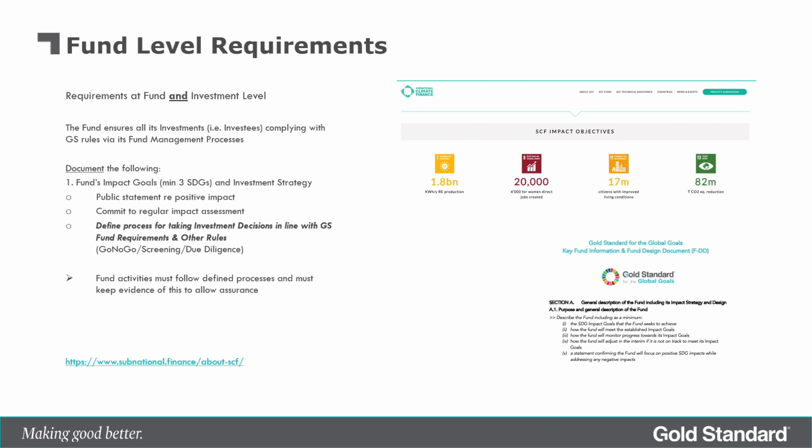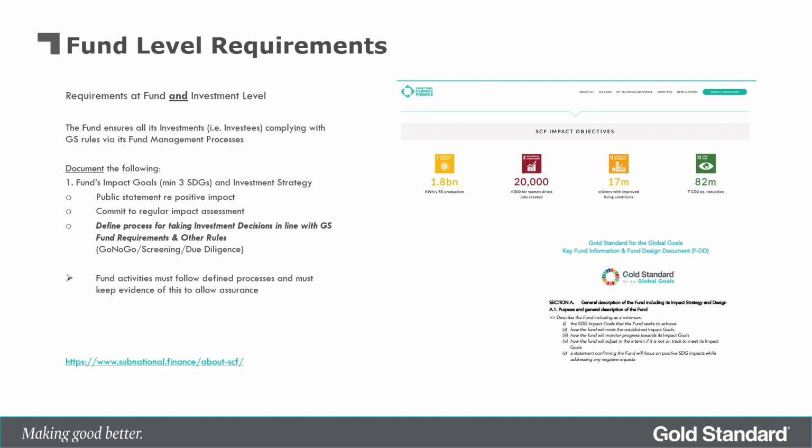when defining impact goals, there needs to be a public statement, really positive with regard to positive impact. So on the SNCF website, there's a screenshot on screen, and we talked about it before. There are 4 key target impacts framed within SDGs. That's SDG 7, 8, 11, and 13. So there are some numbers. That's the aim of SCF. So that's meeting the fund requirements in terms of defining goals.